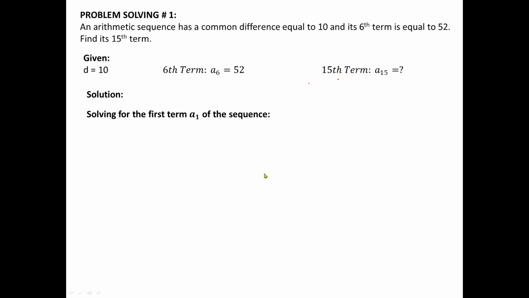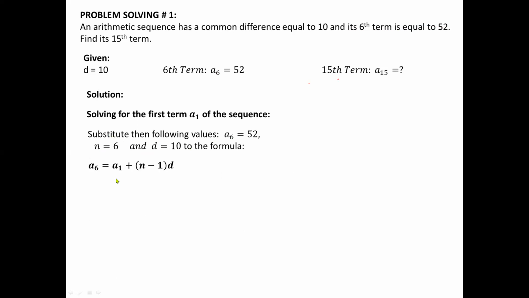But, in order for us to calculate for A sub 1, we will adopt the formula for the nth term or a sub n. At ito yung formula natin. Okay, we need to substitute the values of a sub 6 equals to 52, n is equal to 6, and d is equal to 10 to the formula a sub n equals to a sub 1 plus n minus 1 times d. Bakit 6? Kasi ang n natin is 6. So mag-substitution na tayo.